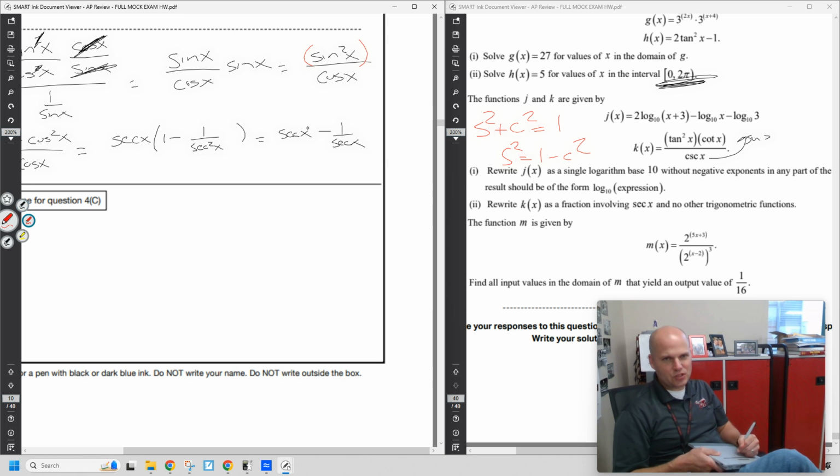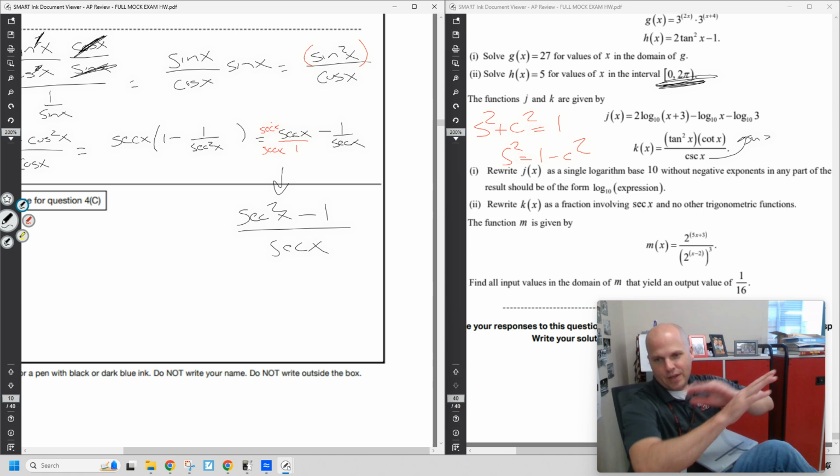So I could turn this into a secant squared over a secant so that I have a common denominator, which gives me my final answer, secant squared x minus 1 over secant x.